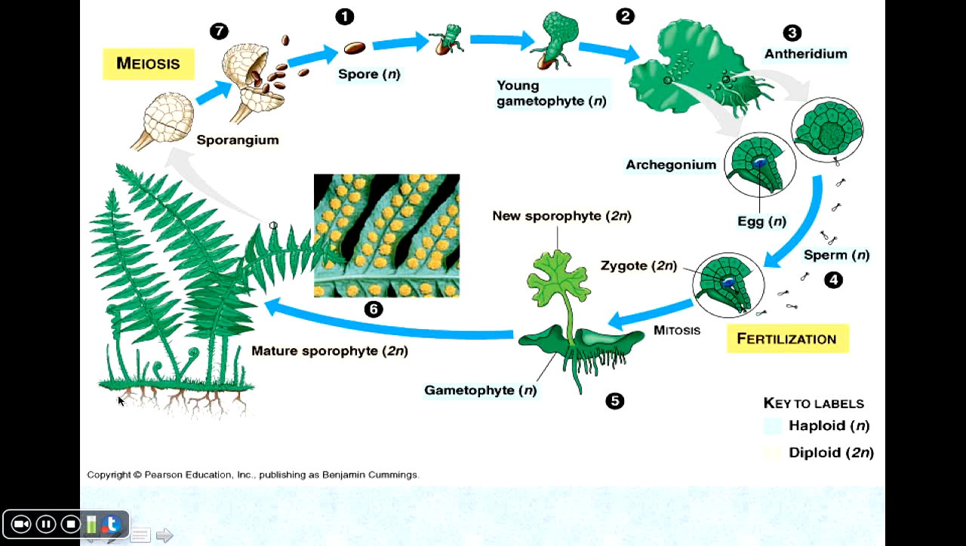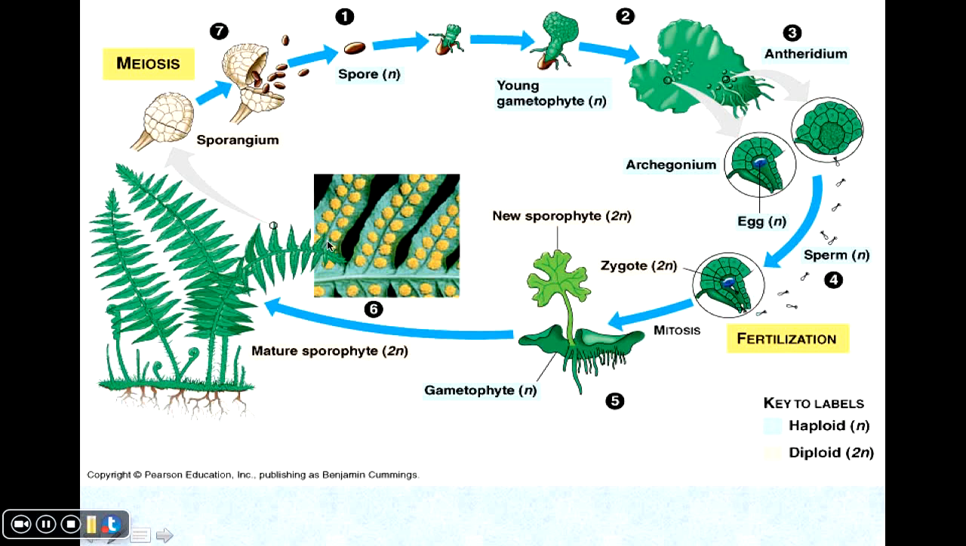Notice how now we have a shift. Whereas in mosses, the gametophytes were the dominant stage, now in ferns and essentially in all other vascular plants, it's the sporophytes that are dominant. So the sporophytes are the larger of the two phases, and of course they can live pretty much entirely on their own, except when they're first starting out and they initially absorb nutrients from the gametophytes.